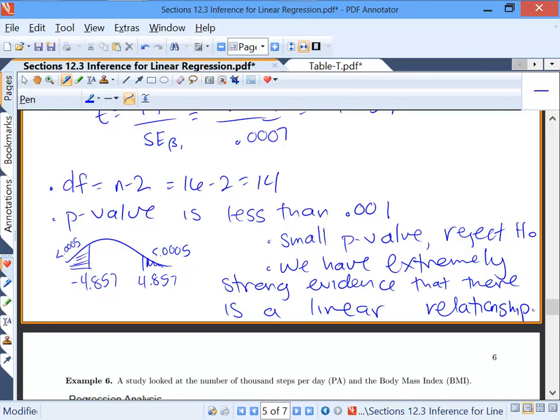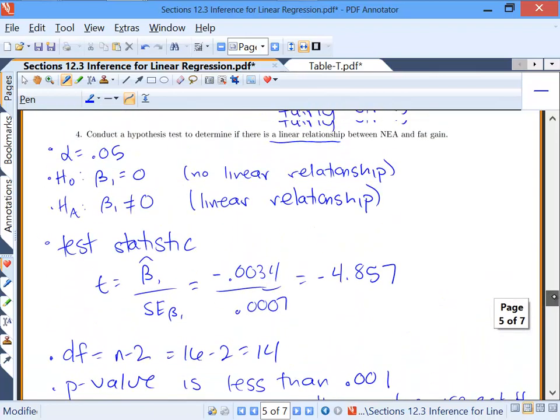Which makes sense. I mean, we looked at our correlation, and our correlation was high enough that we thought that there was probably a fairly strong linear relationship. And we did our test, and our test shows us that our slope is definitely not 0. It doesn't tell us what our slope is, but definitely not 0. So we have very strong evidence that there's a linear relationship. Okay. Now I just want to point out a couple things.